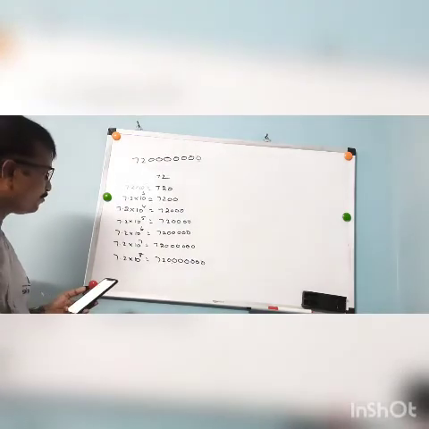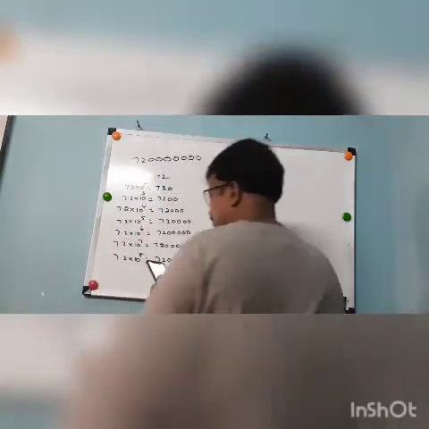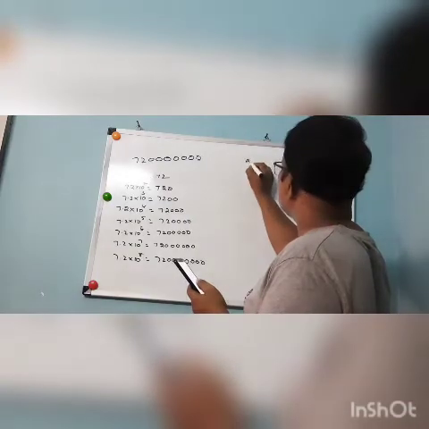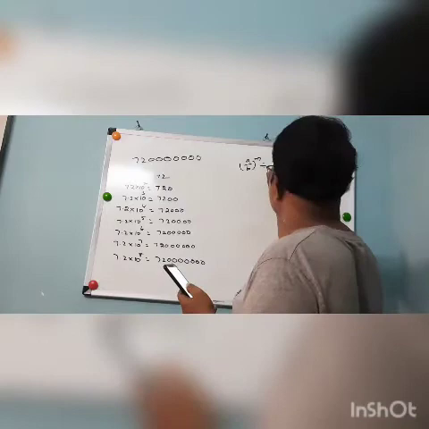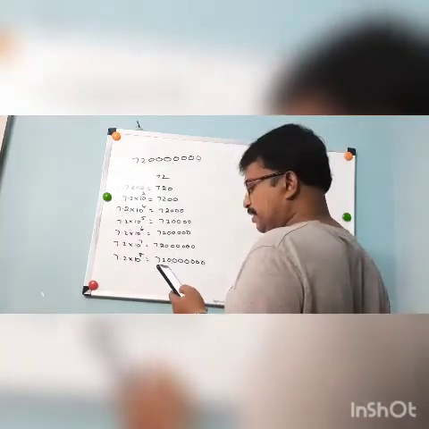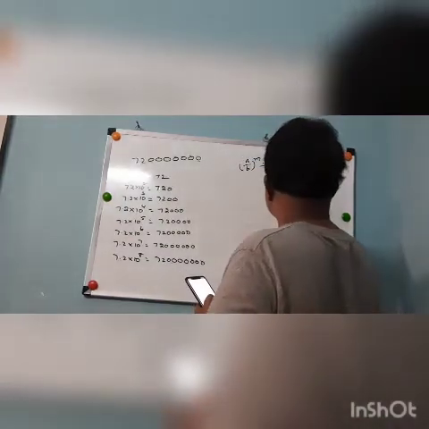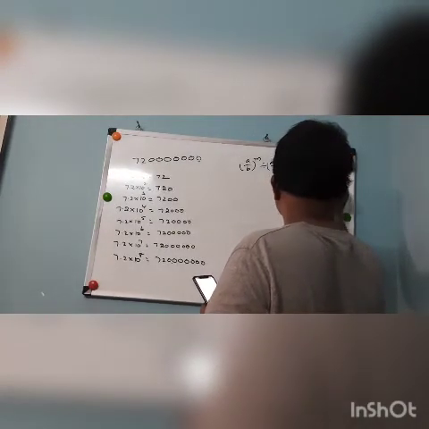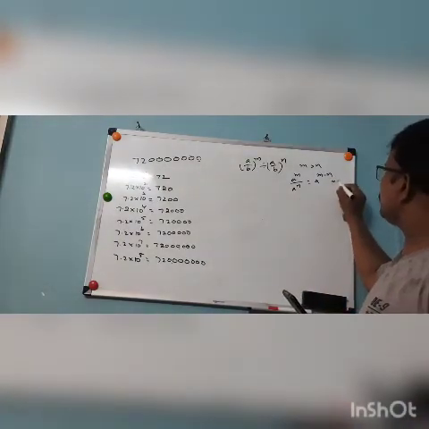Next, 16th question. For non-zero a and b, (a by b) whole power m divided by (a by b) whole power n, where m is greater than n, is equal to? As we all know, in the exponential law, a power m by a power n is a power m minus n when m is greater than n.